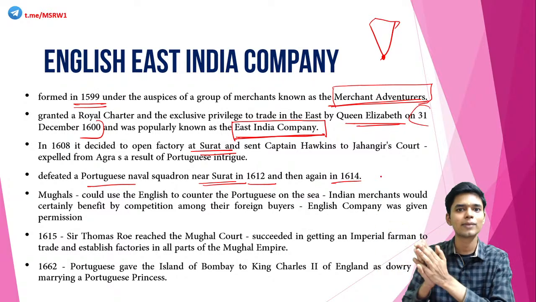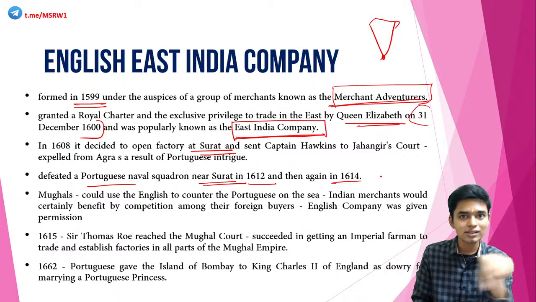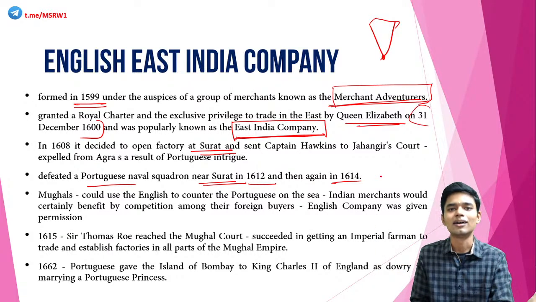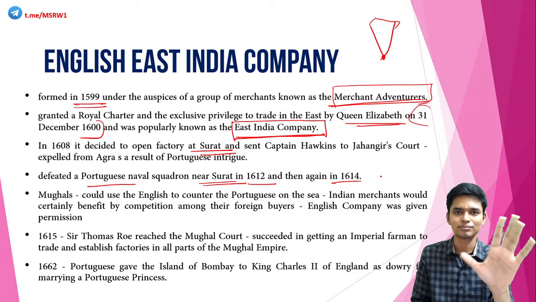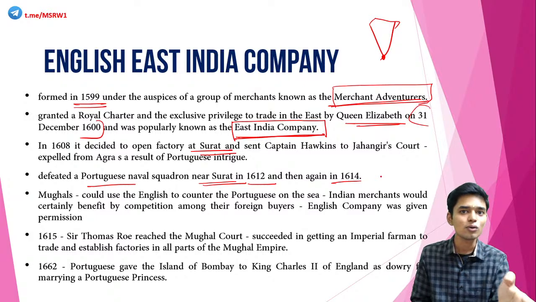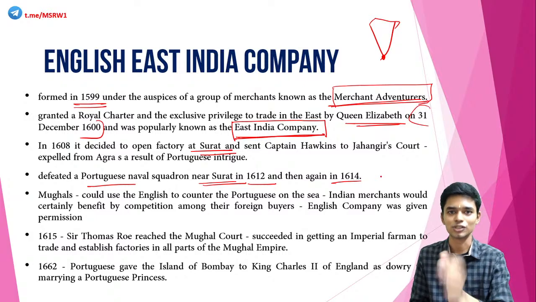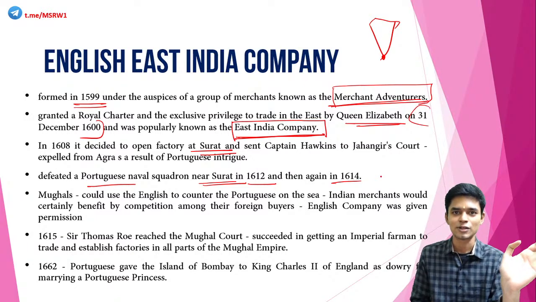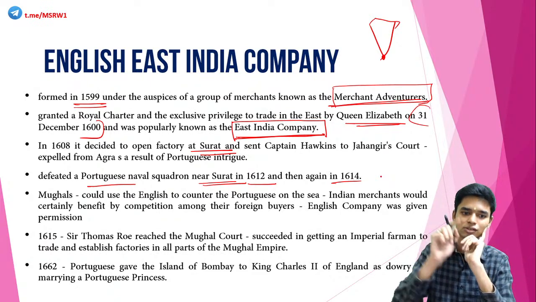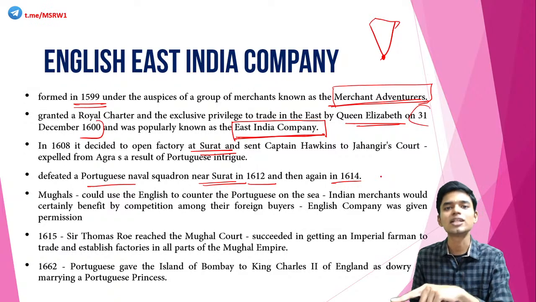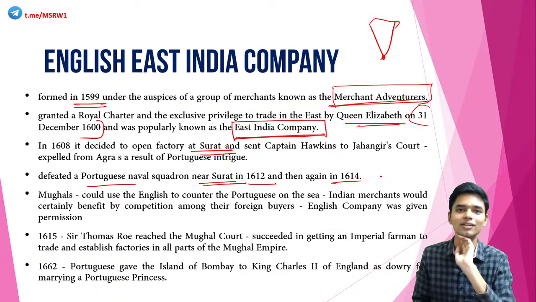Overland trade was commanded by the Mughals, but the sea trade was commanded by the Portuguese Navy. Okay, so the Emperor was not happy with that. But now another navy has defeated the Portuguese, and that is the British. So the Emperor was impressed by the British Navy. So the Mughals thought that they could actually use the British against the Portuguese domination in the sea.